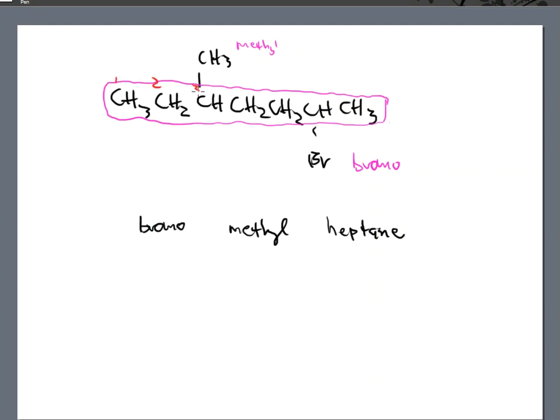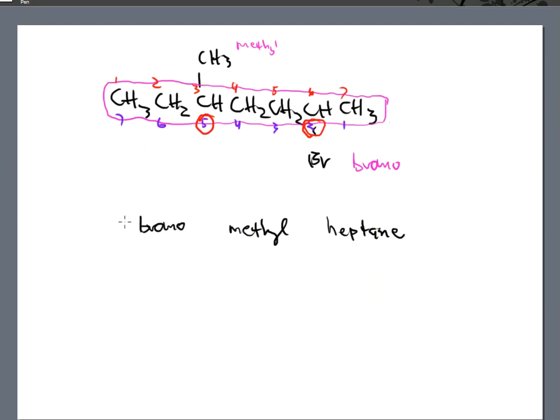So up here, I'll just number left to right. 1, 2, 3, 4, 5, 6, 7. And then down below, I'll number the opposite way. 1, 2, 3, 4, 5, 6, 7. Now we got to figure out which way gives me the lowest numbers. If I go left to right, my spot is at 3 and at 6. If I go right to left, my spot will be at 2 and 5. That is the lowest number possible.